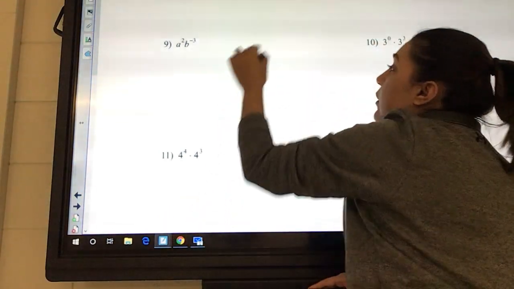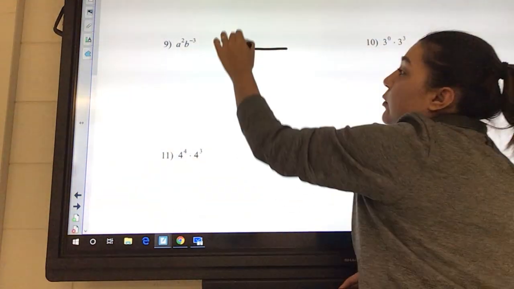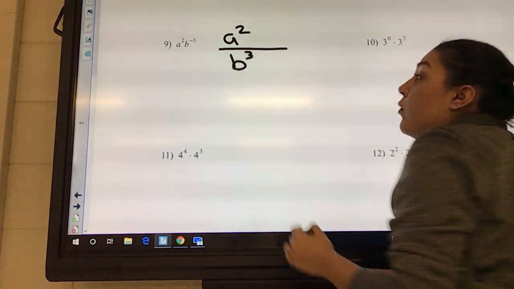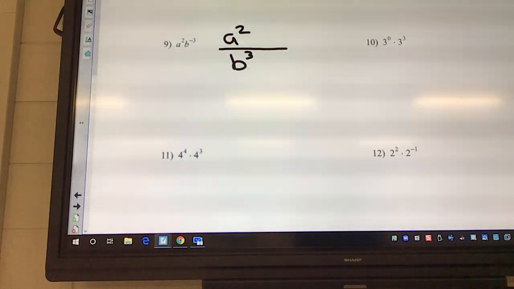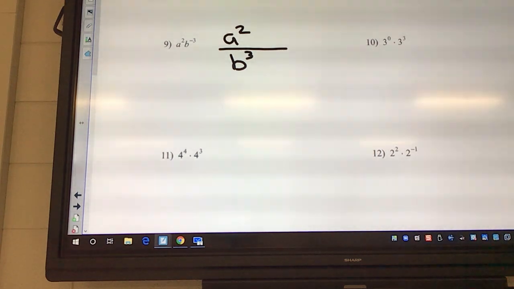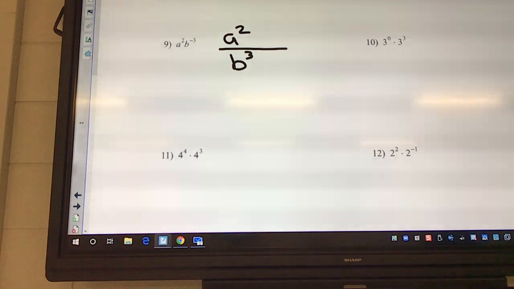9, okay, we're gonna draw our fraction bar. A squared goes on top because it's positive. B to the negative 3 or B to the positive 3 needs to go on the bottom. Okay, because there's a negative there. Okay, 11.